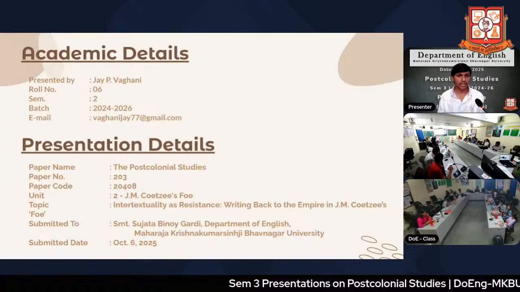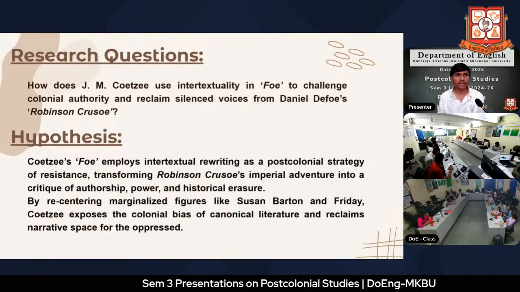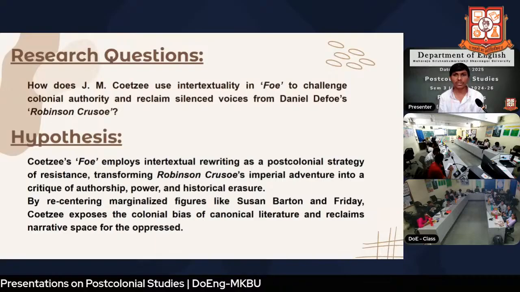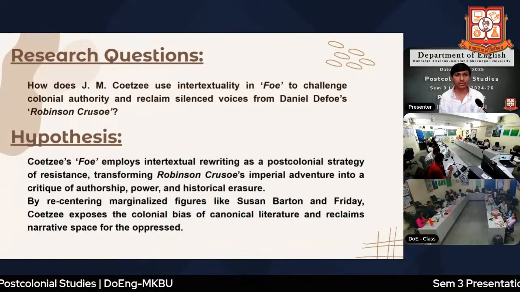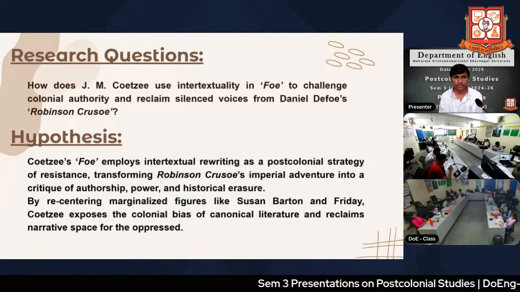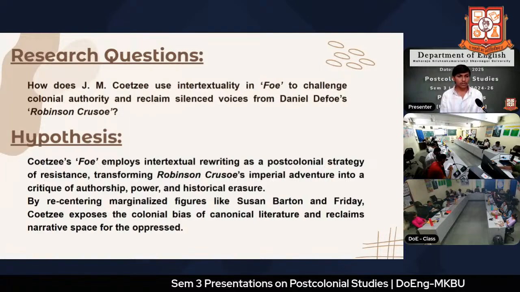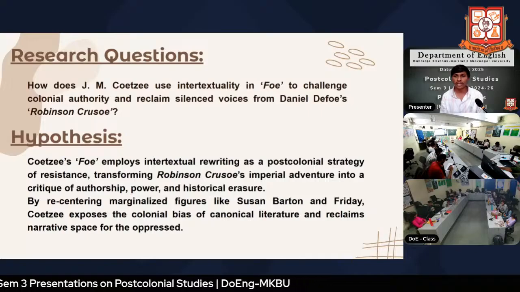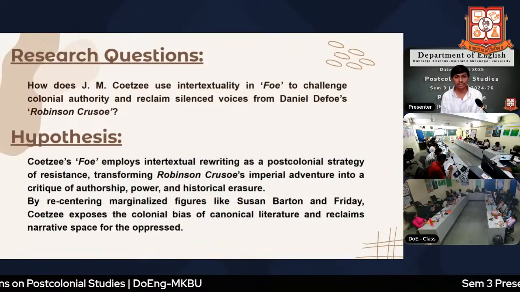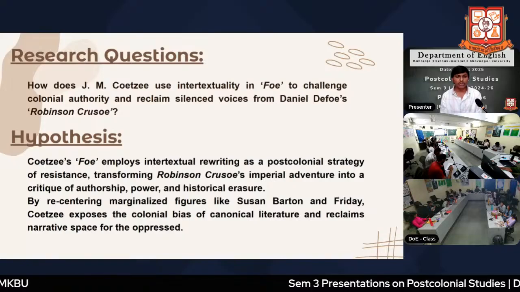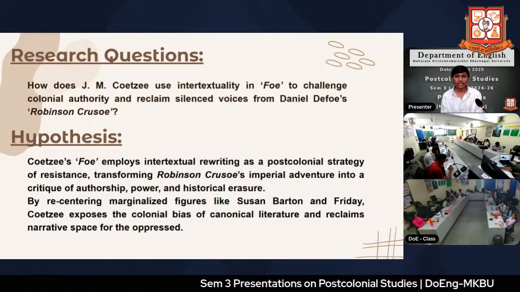So here are the academic and presentation details, table of contents, and research question. How does J.M. Coetzee use intertextuality in Foe to challenge colonial authority and reclaim silenced voices from Daniel Defoe's Robinson Crusoe? Hypothesis: Coetzee's Foe employs intertextual rewriting as a postcolonial strategy of resistance, transforming Robinson Crusoe's imperial adventures into a critical reflection on authorship, power, and historical erasure.